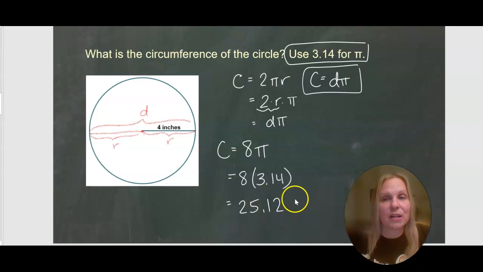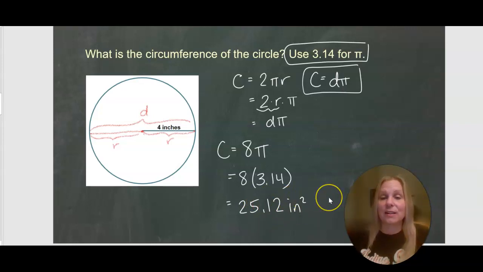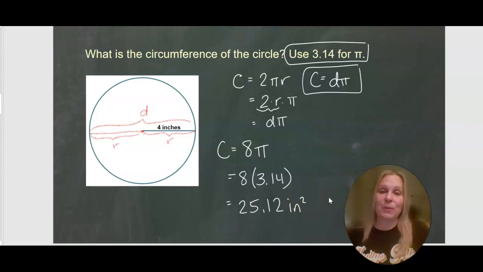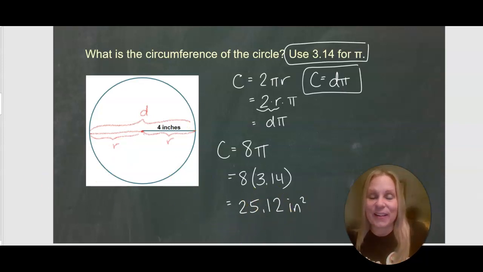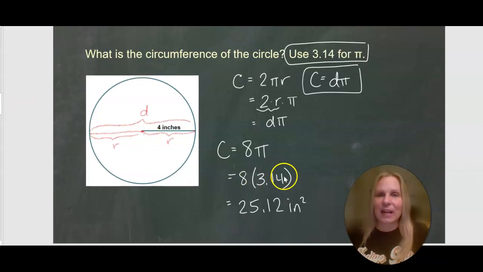25.12. And this is area, so it is square inches. I know it's a circle, but 25.12 squares would fit inside that circle. We'd have to cut them off, right? But the area is how many squares would fit inside. All right. Oh, wait. Oh my gosh, you guys. It's not area. We're doing circumference.